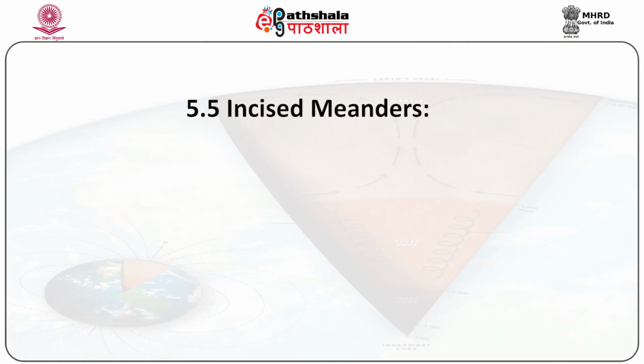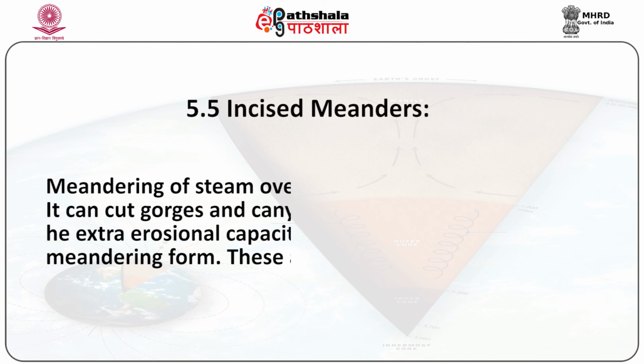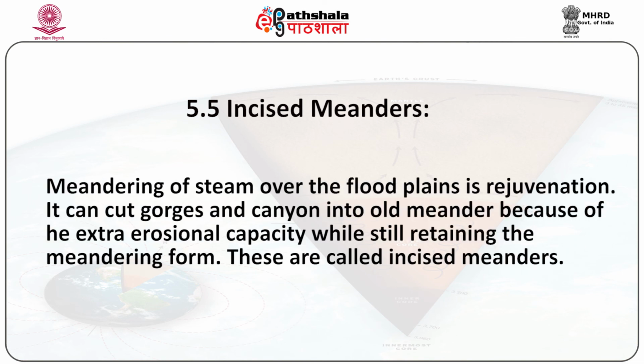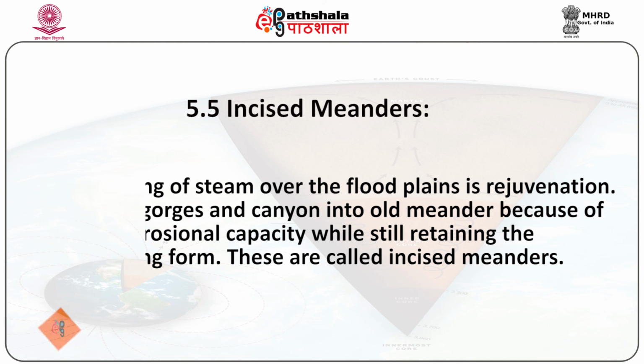Fifth is incised meanders. Meandering of a stream over the floodplains is rejuvenated. It can cut gorges and canyons into old meanders because of the extra erosional capacity while still retaining the meandering form. These are called incised meanders.